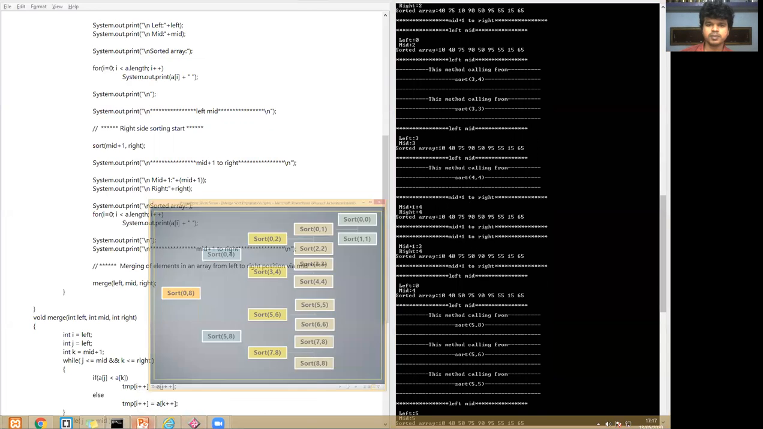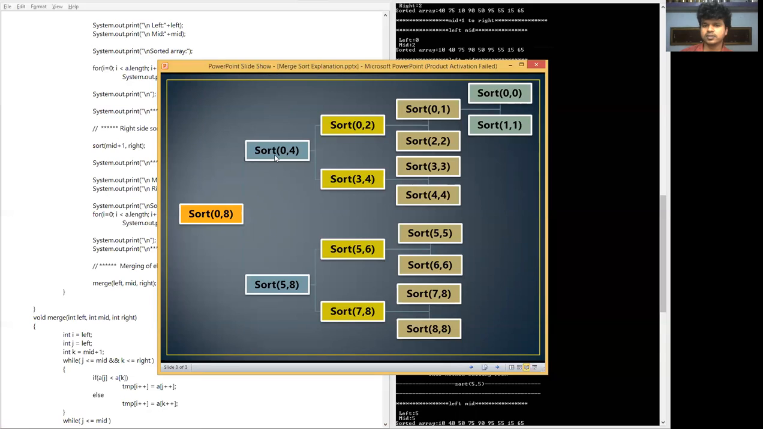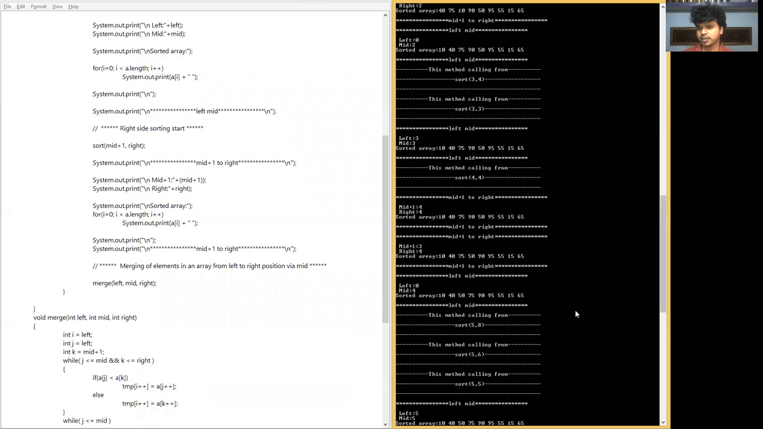Why is it mid plus 1? Because for this sort 0, 4, it is the right hand side array. So that's why mid plus 1 to right. Mid plus 1 is nothing but 3, 4. To evaluate this array, we are going to apply a sorting technique. Here 10, 40, 50, 75. This is only this array. This is the left hand side array, and the right hand side array is nothing but 3, 4.